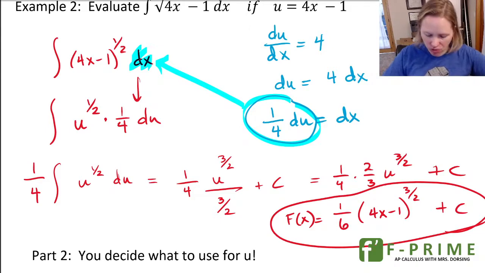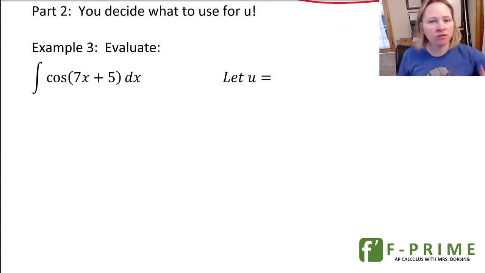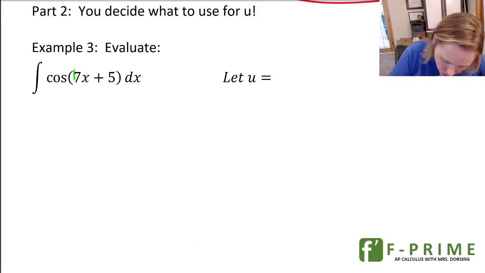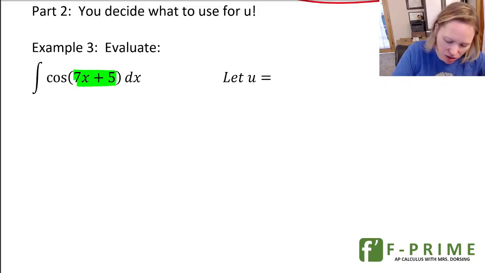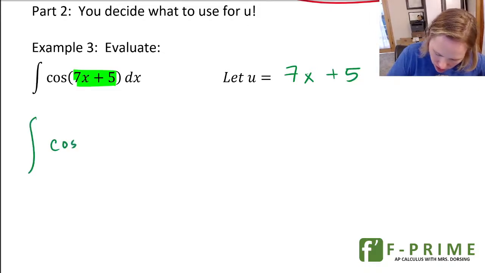So let's try this next one here. If you want to pause and see if you can figure out what to use for u, go for it. But for me, I'm going to keep on rolling, and I'm going to remember that u should be whatever function is on the inside. So if there's an inner function, that's what I'm going to let u be. And so hopefully you are zoning in on this function right here. That is what I'm going to let u be. So I'm going to go ahead and rewrite it as the integral of cosine of u.